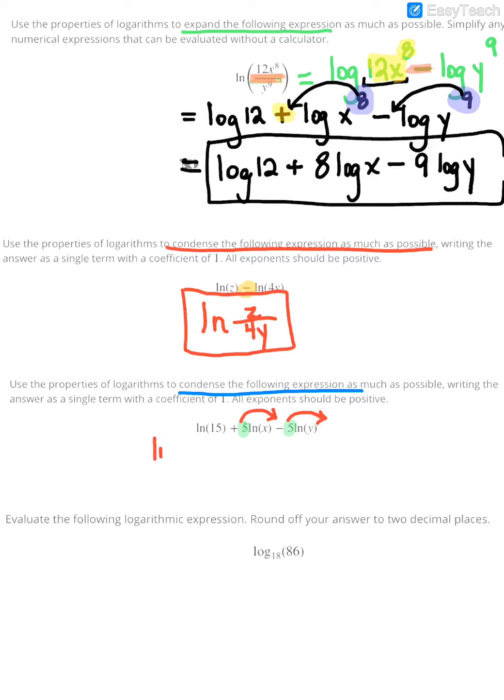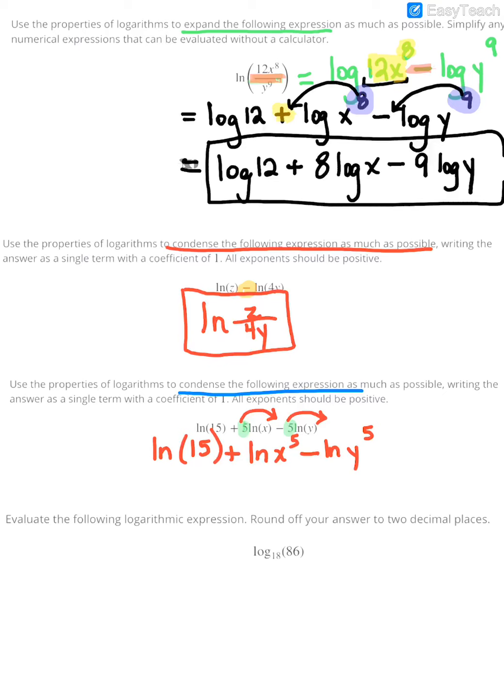So I have my natural log of 15 plus, instead of 5 times the natural log of x, that will come the natural log of x to the 5th. And I really don't need to put the parentheses. It's okay without it. Leave the minus here. Don't take it with the 5. And then the 5 becomes the power of y. So you get a minus ln of y to the 5th.